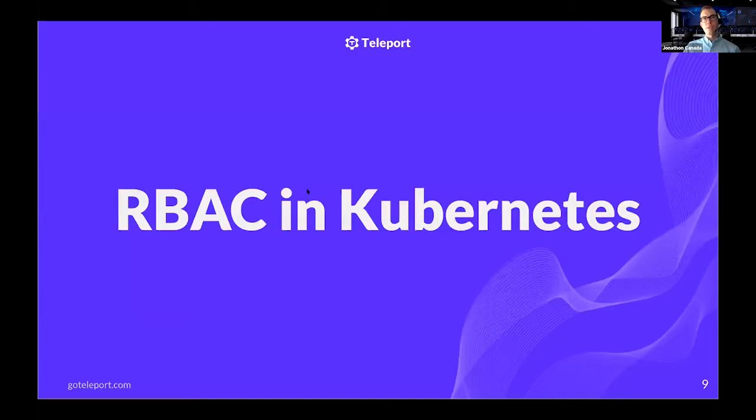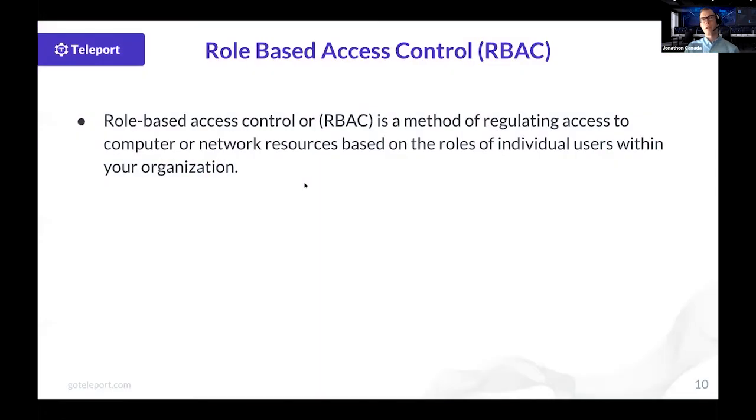And so this is where we get into really how to stop sharing kube configs by implementing role-based access control. So another definition here, just to make sure we're all on the same page. Role-based access control, or RBAC, is a method of regulating access to computer or network resources based on the roles of individual users within your organization. So really use least privilege and grant access based off of a user's role within your organization.